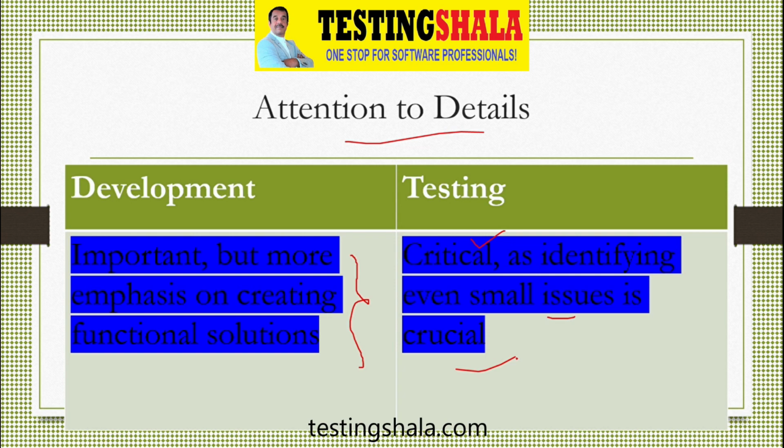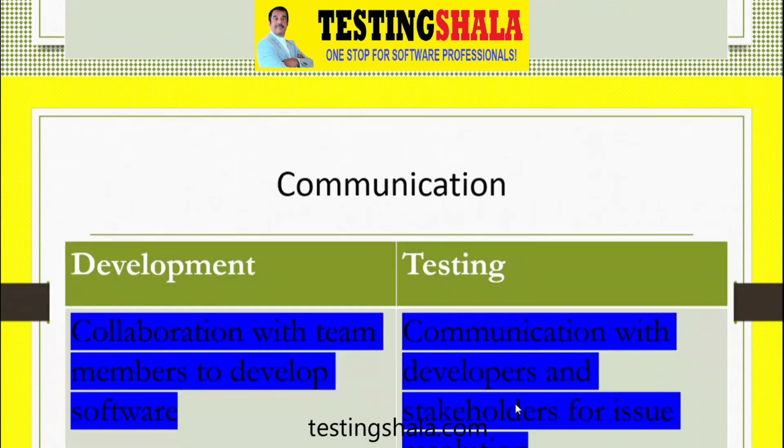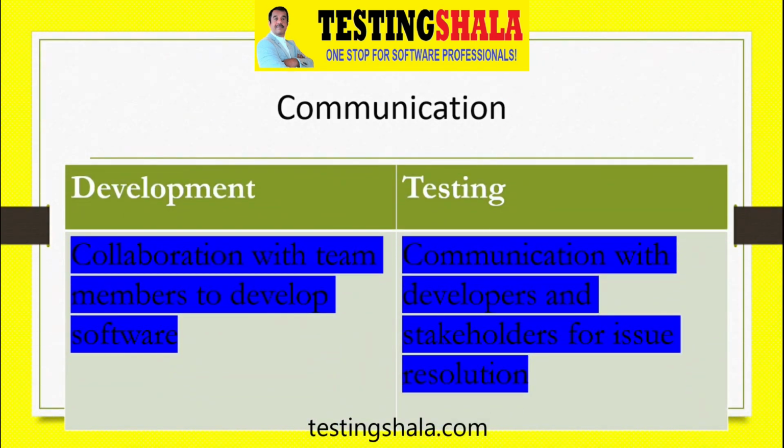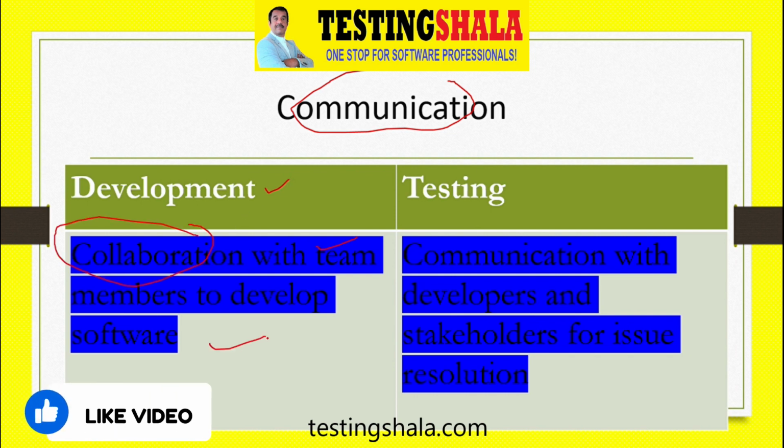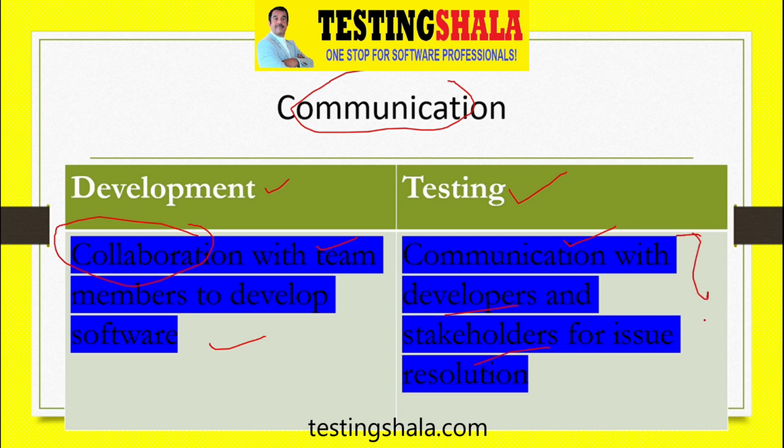And the next key difference is communication skills. Communication skills are very much required in development as well, as developers need to collaborate with various team members to develop the software. Similarly, in software testing, communication plays a very crucial role, where the software tester will be communicating with the developers and stakeholders for issue resolution. Hence, communication plays a vital role for both development and testing.